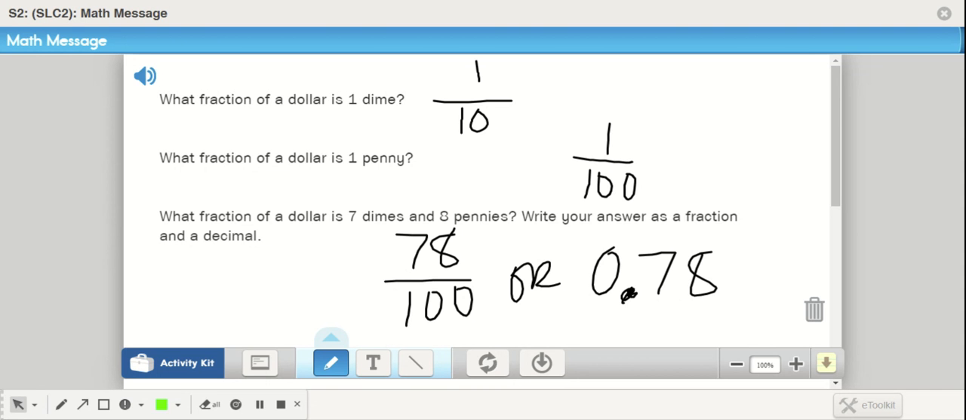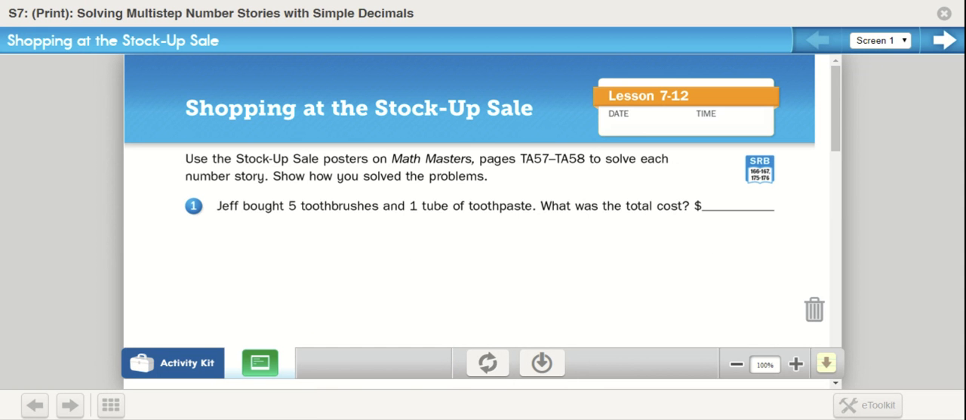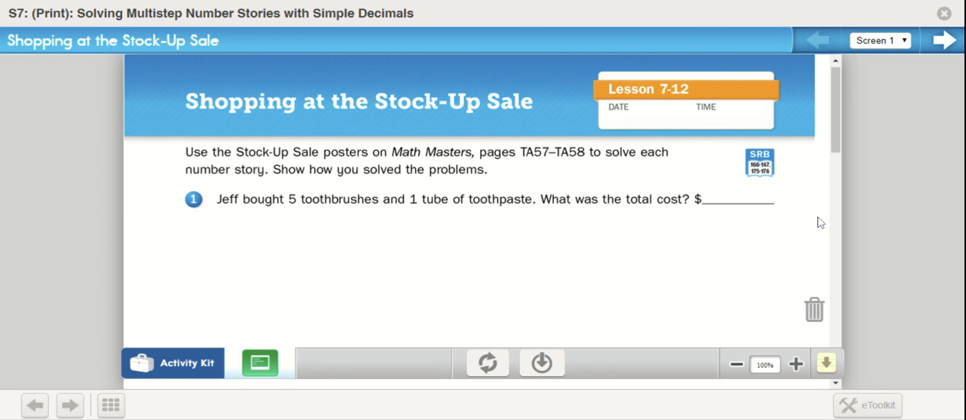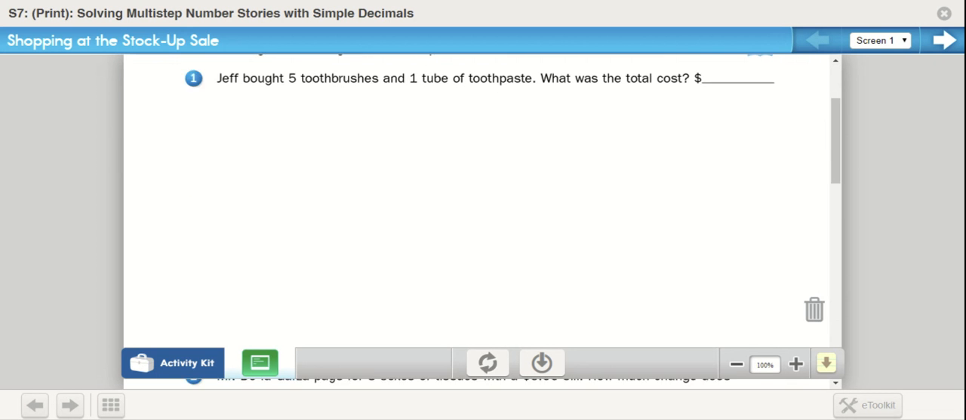So we are going to go to our next slide here. Okay, fourth grade, I'm going to do my best here to help you solve these next few problems using decimals. I'm going to have to jump back and forth between pages a little bit because we have to look at the stock up sale prices. But we should be able to figure it out the best that we can here. Jeff bought 5 toothbrushes and 1 tube of toothpaste. What was his total cost?